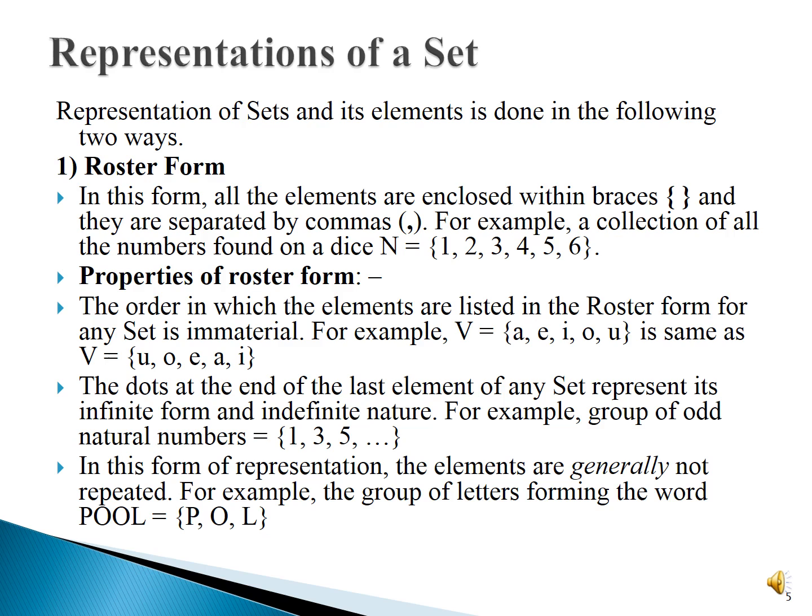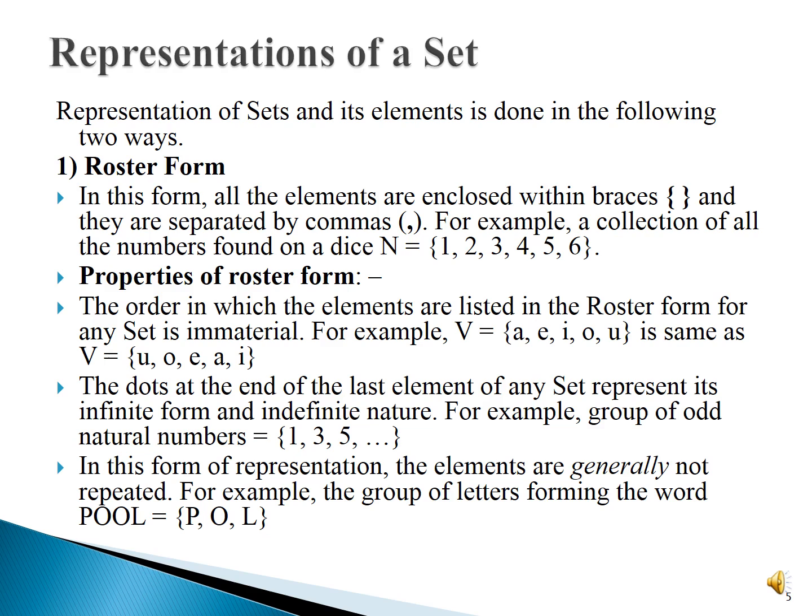The dots at the end of the last element of any set represent its infinite form and indefinite nature. For example, a group of odd natural numbers: 1, 3, 5, 7, and so on. It is infinite, and it can be represented with dot, dot, dot. When we know that the set is infinite and indefinite in nature, then we can write dot, dot, dot at the end.